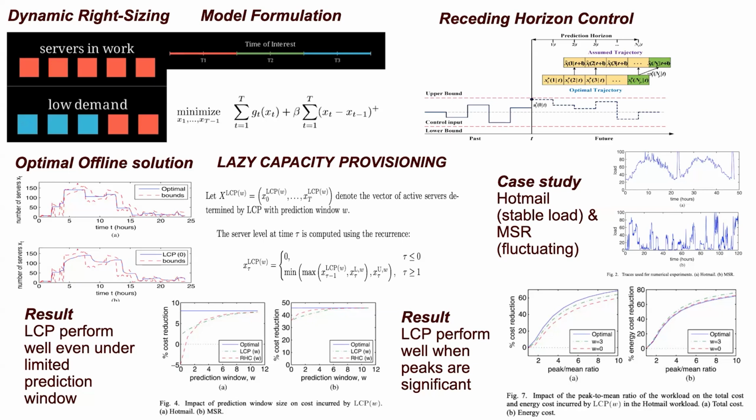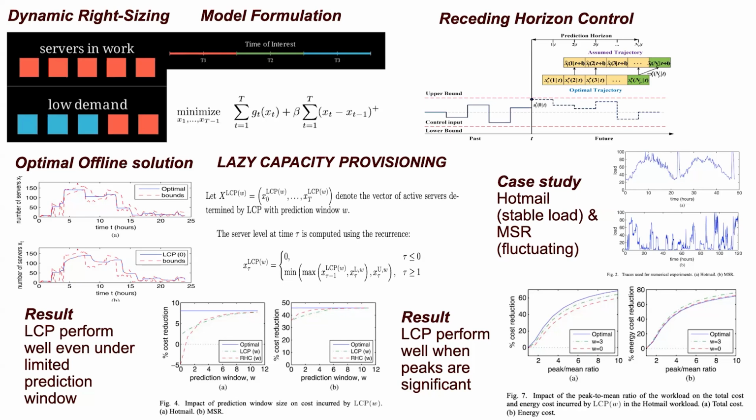Now, in terms of the results, first, regarding the prediction window size, we find that even when the available prediction window is very small, 1 or even 0, LCP still performs significantly better than the RHC method. This shows that LCP doesn't rely heavily on accurate forecasting to be effective.